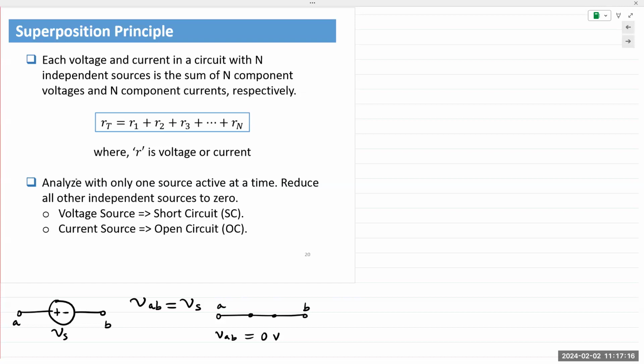Does that make sense? Okay. But again, more importantly, voltage source reduced to zero means you replace it with a short circuit. You place a short between the 2 points.